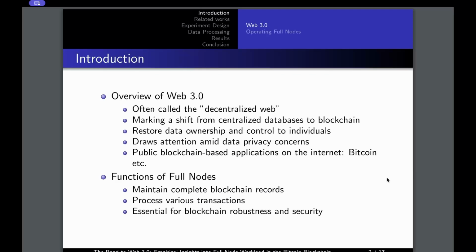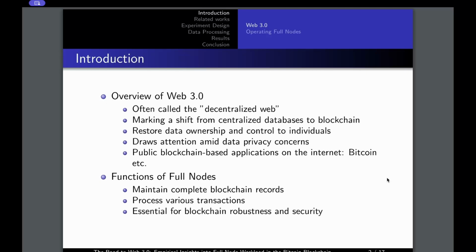First, I want to talk about Web 3.0. This is often called the decentralized web. This basically marks a shift from the centralized database systems or information systems that we had before to a blockchain-based system. This restores data ownership and control to individuals, and it started getting famous right after the rise of data privacy concerns. In this study, we basically focus on a very fundamental distributed system called Bitcoin.